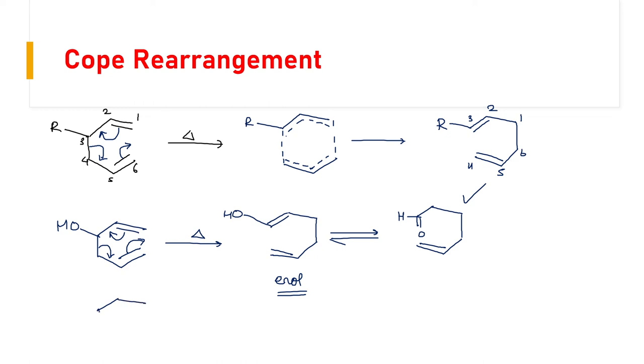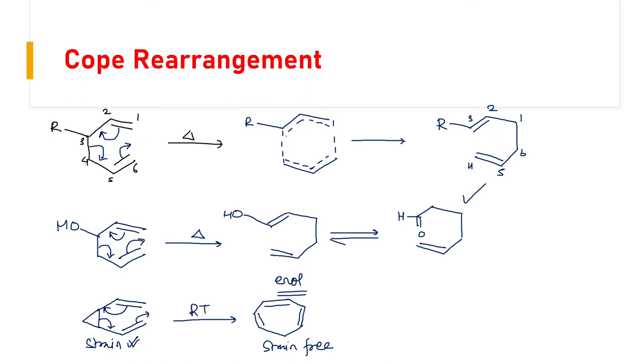So, something like this. ये यहां आएगा, ये यहां आएगा, ये यहां आएगा. इसमें strain है. Okay, this contains a strain. And अगर इसका reaction आपने कराया, you will get something like this. This is strain free. So your reaction na room temperature pe hi ho jata hai. Please remember, your reaction room temperature pe hi ho jata hai. You do not even have to heat it.